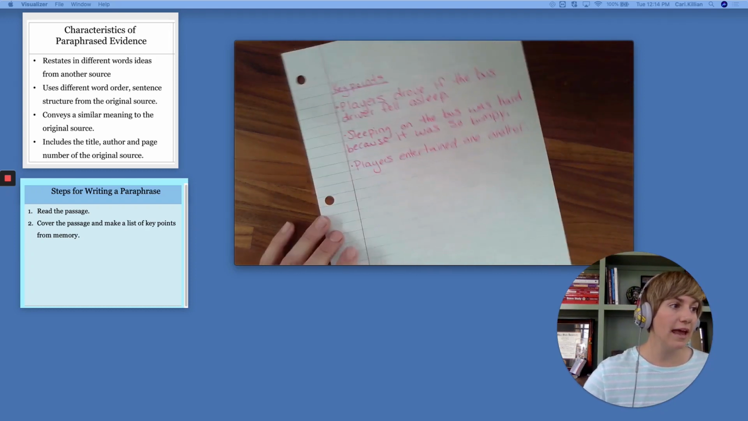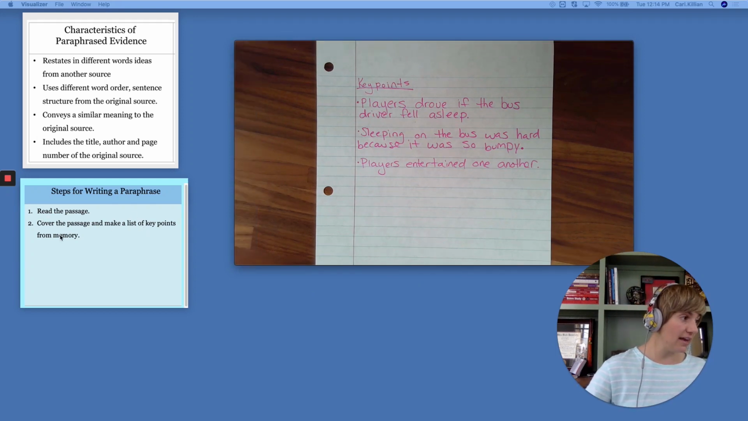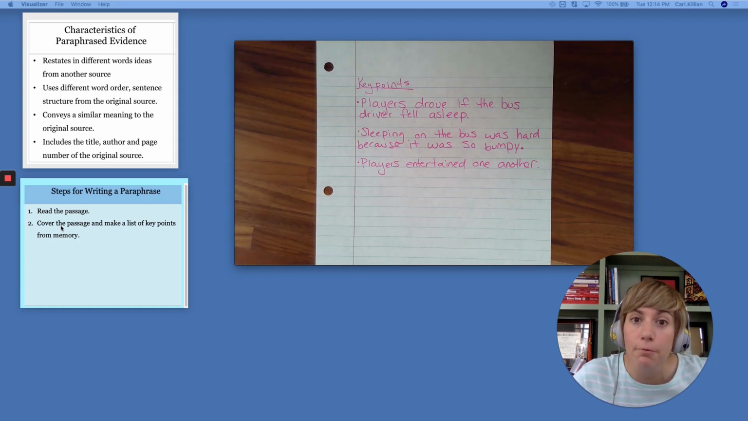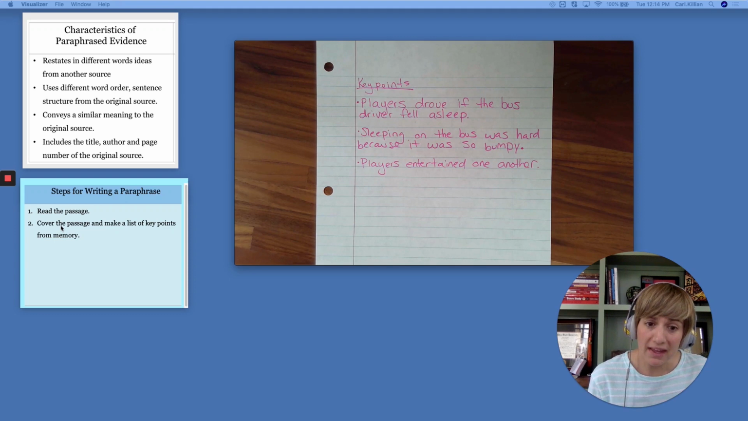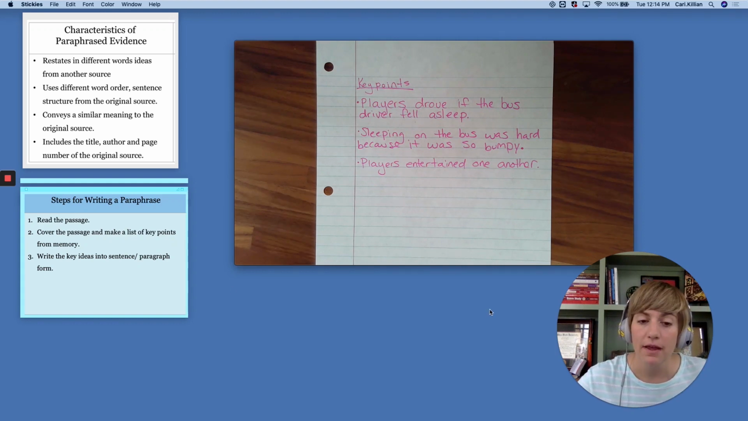Okay, so now I've done the first two steps. I've read the passage, and then I covered the passage, and I made a list of the key points from memory. Now, we are going to move to the third step. The third step is to write the key ideas into a sentence or into a paragraph. Okay, so now I'm going to move into doing that.